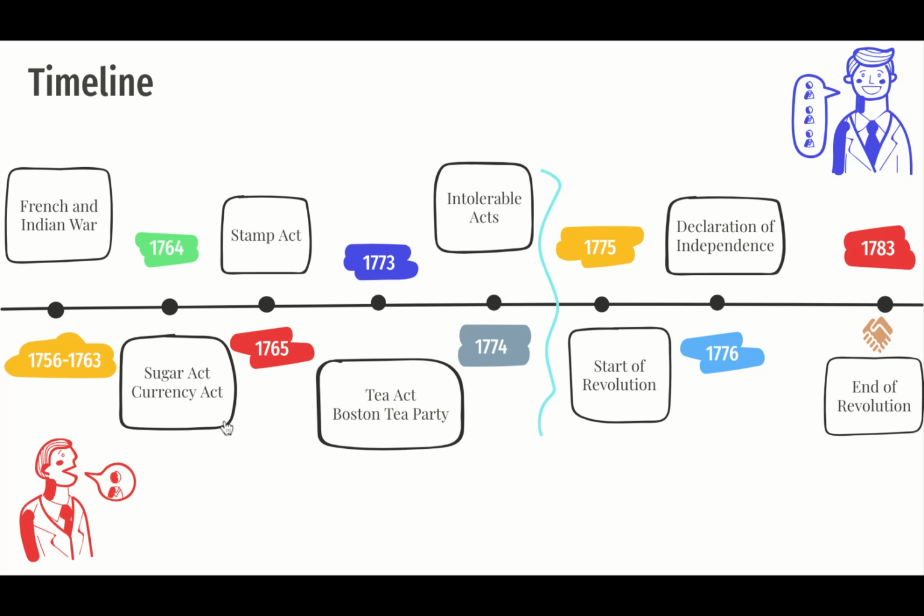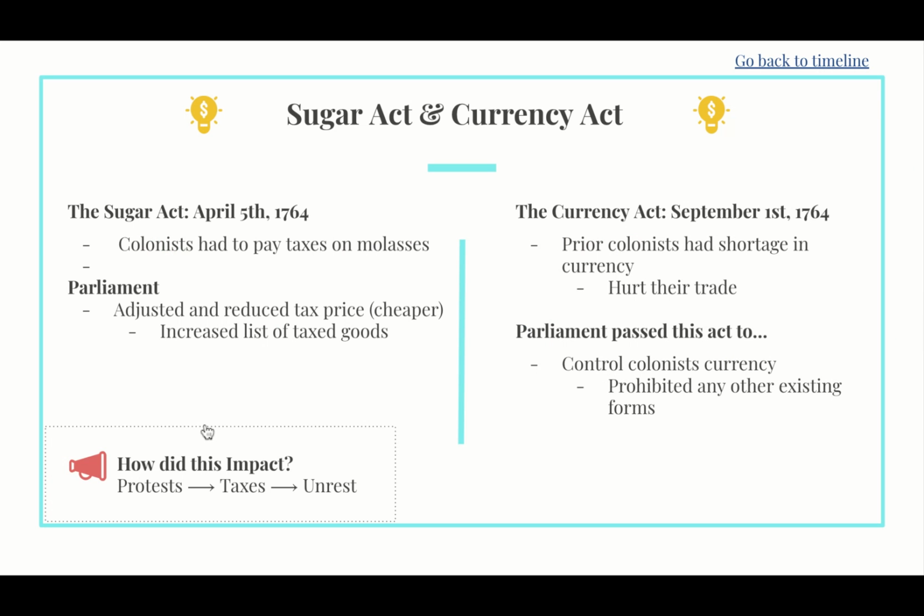The next thing we're going to talk about is the Sugar Act and the Currency Act, which happened in 1764. The Sugar Act was April 5th, and this was where the colonists had to pay taxes on their molasses by the gallon, for the importation of the molasses. This actually ended up hurting the British economy because the colonists saw a way around it. They started using French molasses instead, and Parliament had to make adjustments to reduce the tax price so that they could get their tax back.